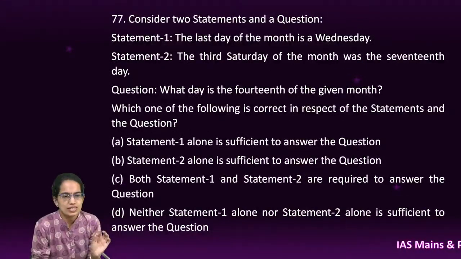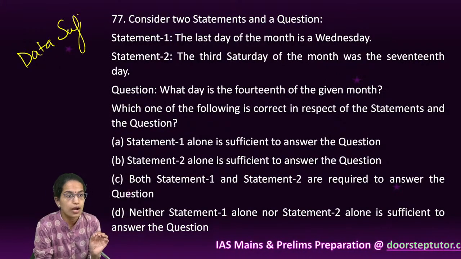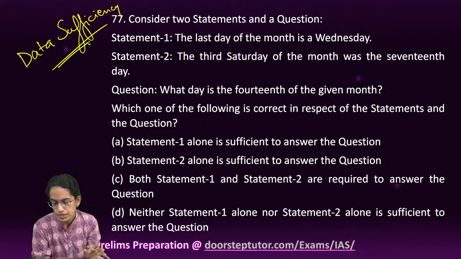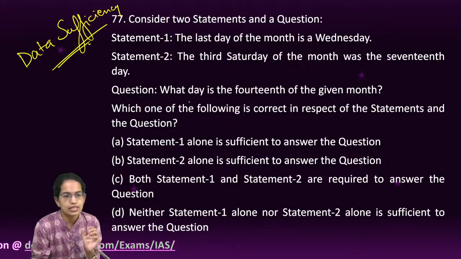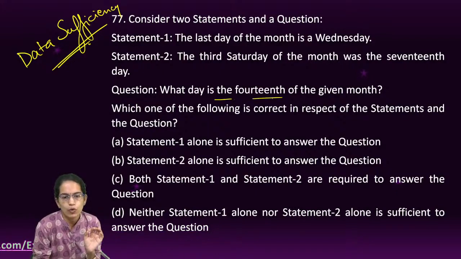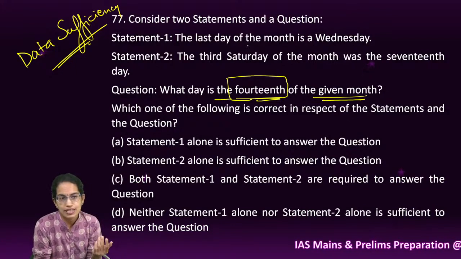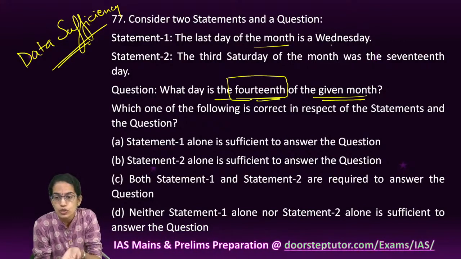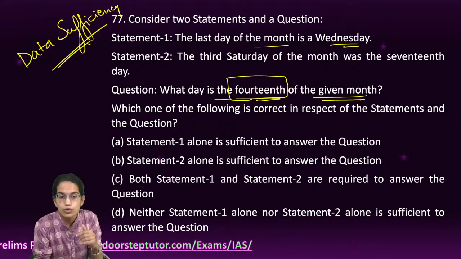Now, this is a question on data sufficiency. Note, data sufficiency has become an important part of your CSAT examination recently. Lots and lots of questions are coming from data sufficiency. Here, what was the common mistake? The question says what day is the 14th of a given month. Looking at the first statement, your first answer would be yes. By this statement, when I know the last day is Wednesday, I can calculate what would be the day on the 14th of the month.